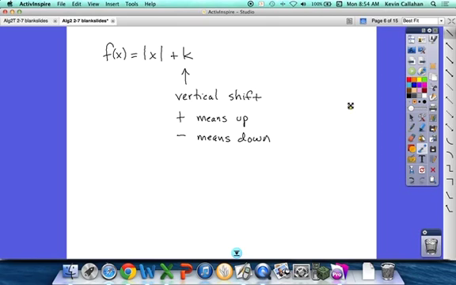Right. So that's the first shift. That's the easiest shift to understand. Add or subtract after the function. What it means is that when you plug into the function, you're going to get whatever the function value was, and then you're just going to add a number to it. So obviously, it goes up or down just based on what you add.